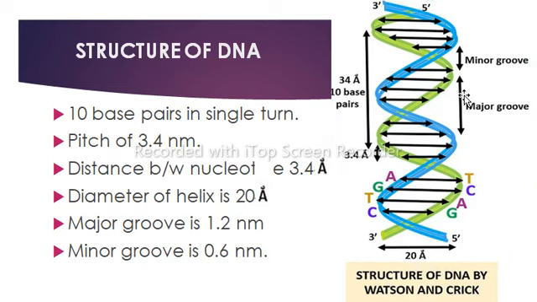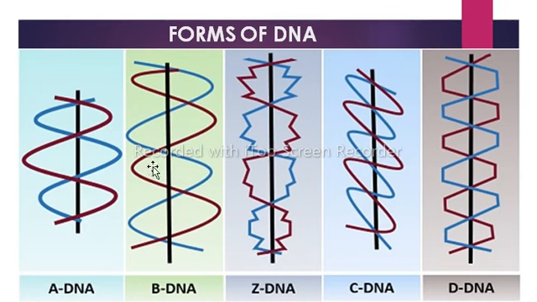DNA has a major groove and a minor groove. The major groove of DNA is about 1.2 nanometer and the minor groove is about 0.6 nanometer. Different forms of DNA. Alternative forms of DNA are present because of different environments and conditions. The structure and form of DNA can be identified by the X-ray diffraction method. Different forms of DNA are available. They may be natural or synthetic.